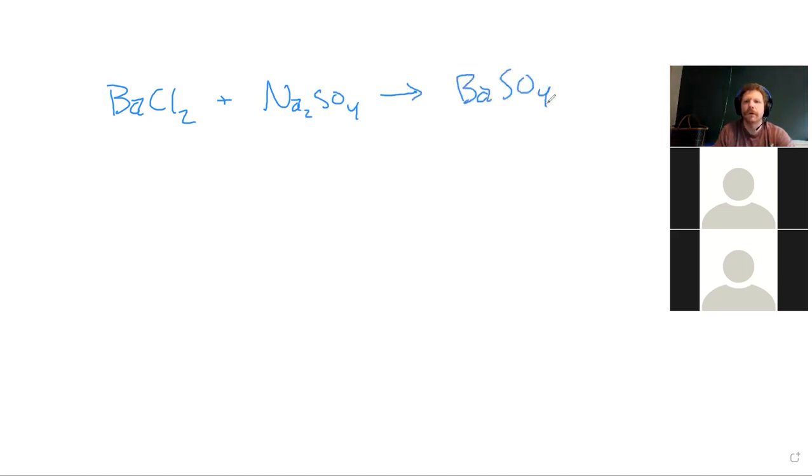So the first thing is, the first equation that you're given is BaCl2 plus Na2SO4 yields BaSO4 plus NaCl. Now, does anyone see where the sort of disruption is, where it's not balanced?